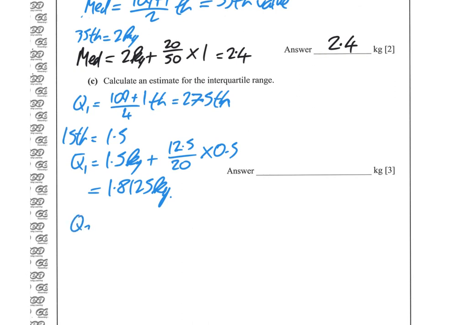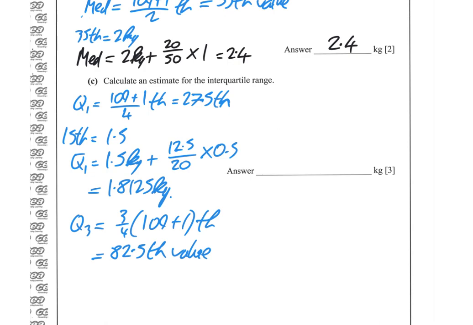We need to find our Q3. Q3 is 3/4 times your 109 plus 1. That's the value it is. If you do that, 0.75 times 110, you will get 82. So it's an 82 and a half value.